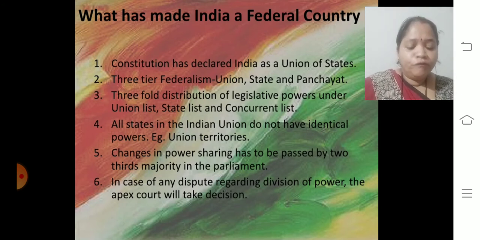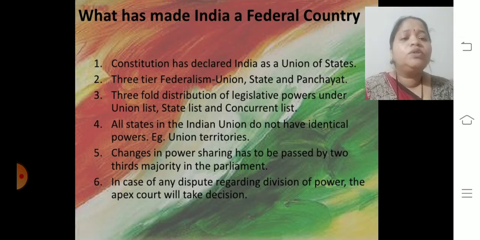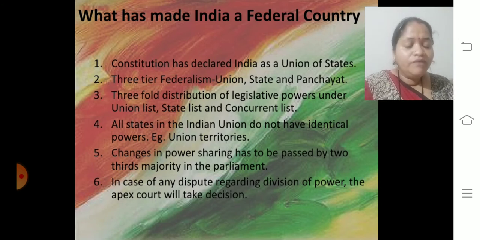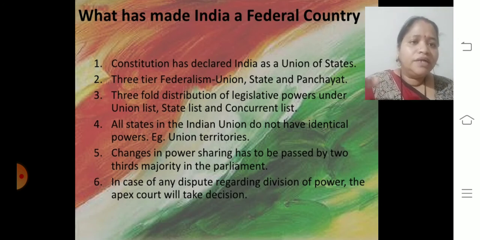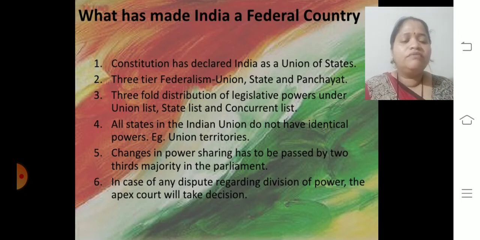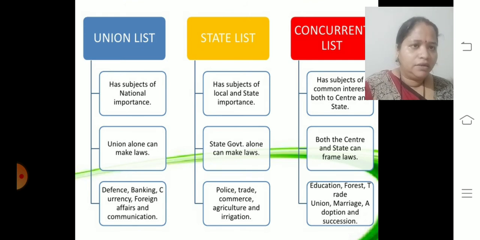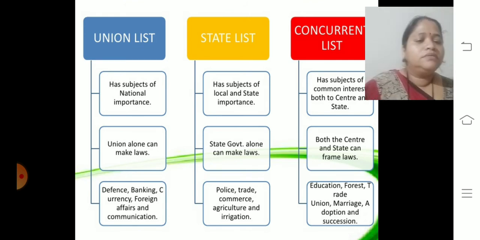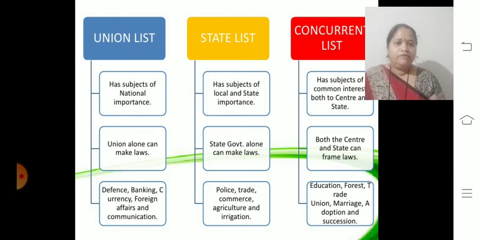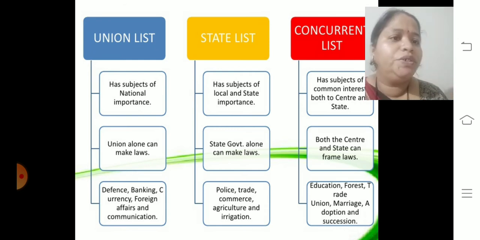Which work is allotted to the centre, which work is given to the state, and which to others? Here we'll talk about where the centre should give the decision, where the state should give its decision, or where both should come together and give the decision. We'll talk under these three lists: Union List, State List and Concurrent List. We'll discuss and differentiate them also.